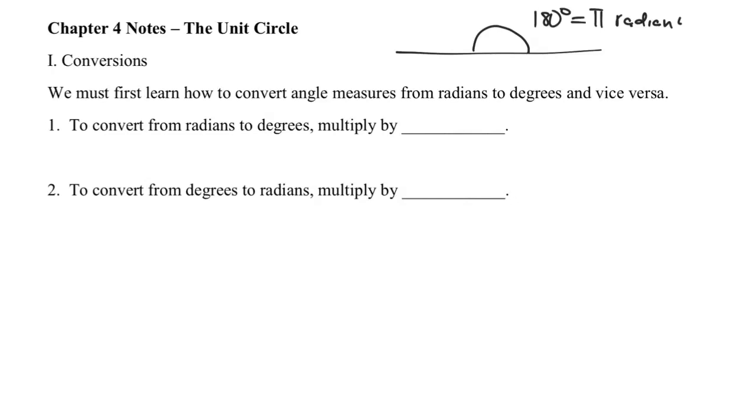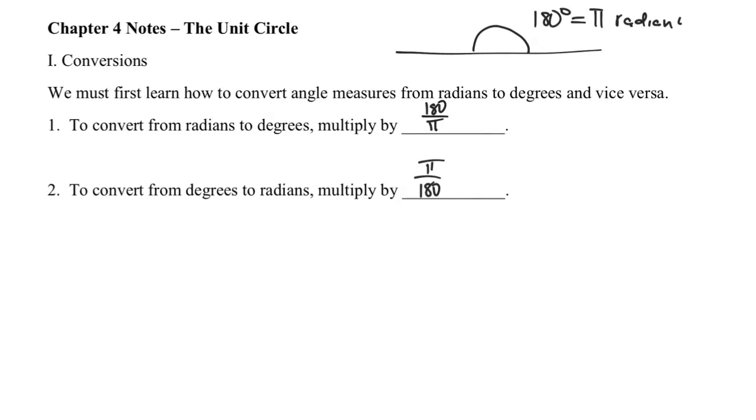And so to convert from radians to degrees, what you're going to do is multiply by 180 divided by pi. That's going to take something that's in a radian measure to a degree measure. And if you want to convert from degrees to radians, you're going to multiply by the reciprocal of that conversion factor, pi over 180. And so what we're going to do in the first part of the notes is just practice converting between these two angle measures, between degrees and radians.